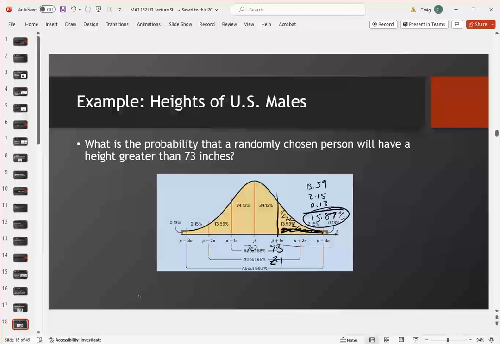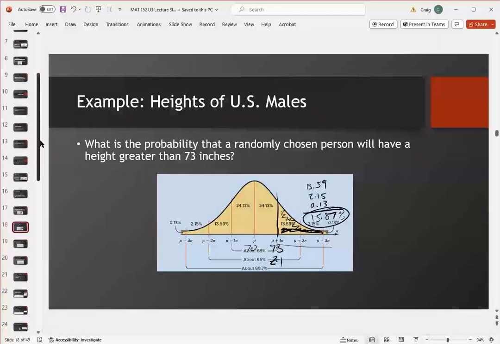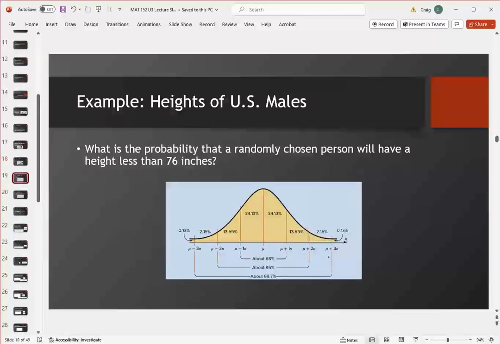Now here we're using the predetermined probabilities that are given in this picture. It's not always that easy, as you'll see. But the goal here is to show you how the area represents that probability.